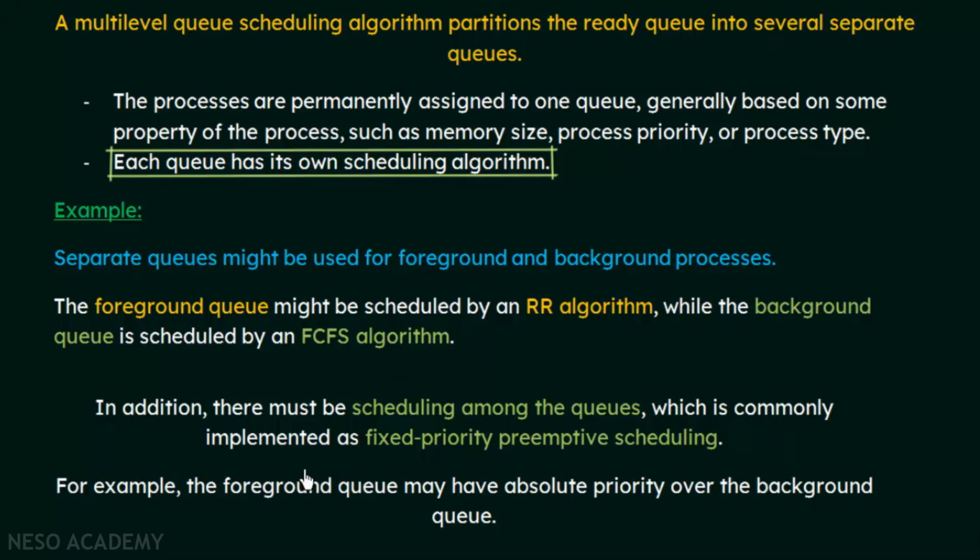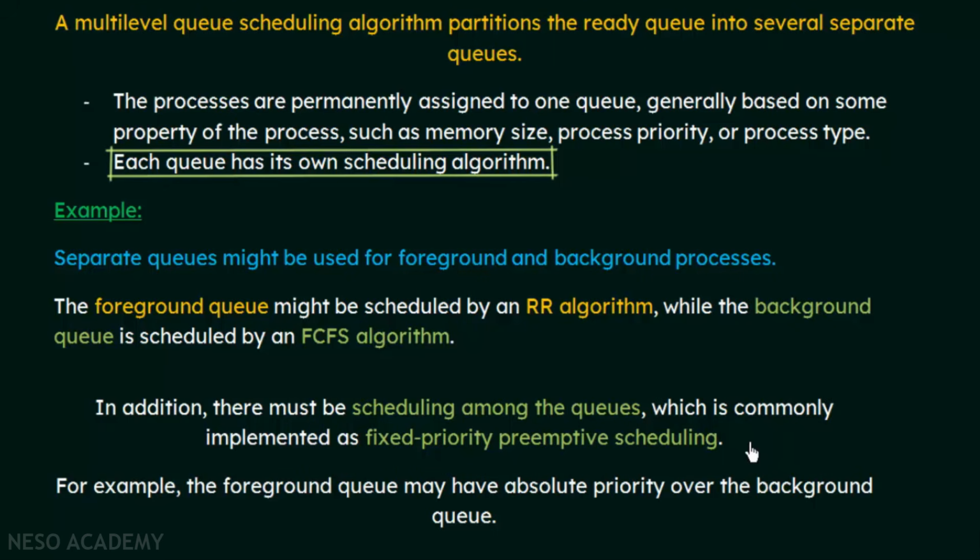So here what we mean is that there also must exist a scheduling among the queues. We see that the foreground queue is one queue and the background queue is another queue, and let's say that there are some more queues like that containing some processes. Now among these queues there must again be some scheduling. That is what we are talking about here. And most commonly, this scheduling is implemented as fixed priority preemptive scheduling. What we mean by this is each of these queues will have a fixed priority, and based on this priority, they will be scheduled.